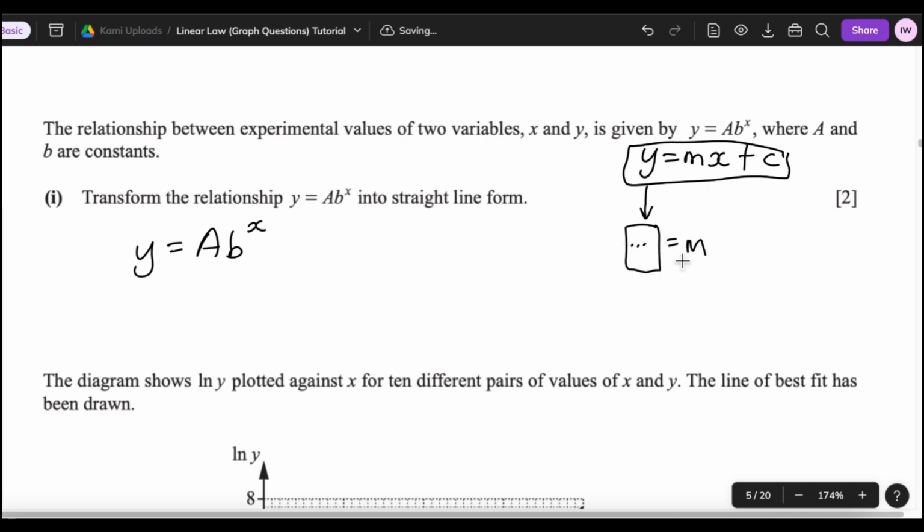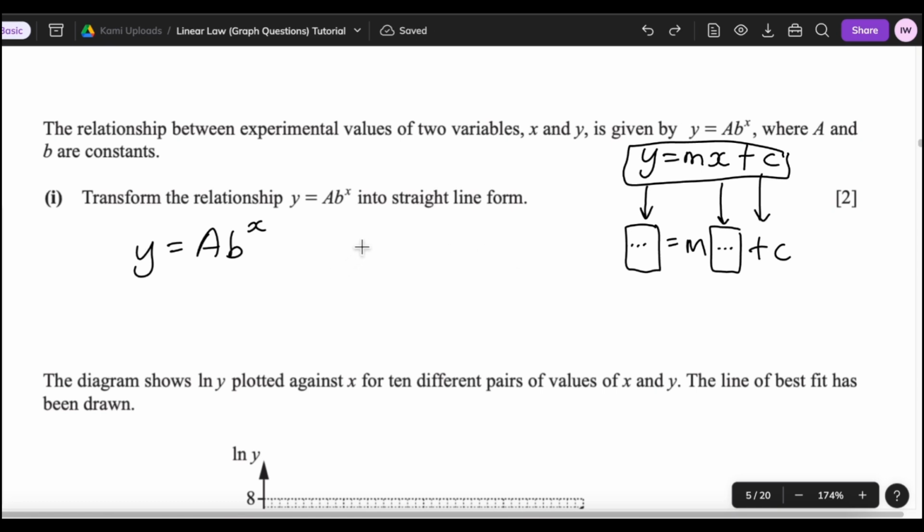The m has to stay as something. The x can change to something else. And the c would have to change to a c. So you just need to have something equals to m times something plus c. And that's what we're going to do. We're going to make our equation try to look and resemble that straight line form.